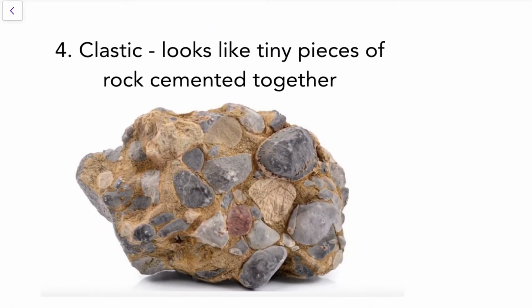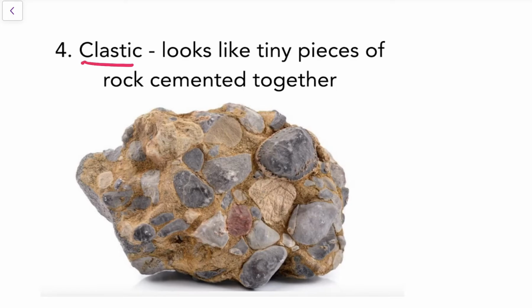Our fourth characteristic is that they are clastic. This is a vocab word for us here. The word clastic means made up of fragments or sediments. So my definition of clastic is that it looks like tiny pieces of rock cemented together.